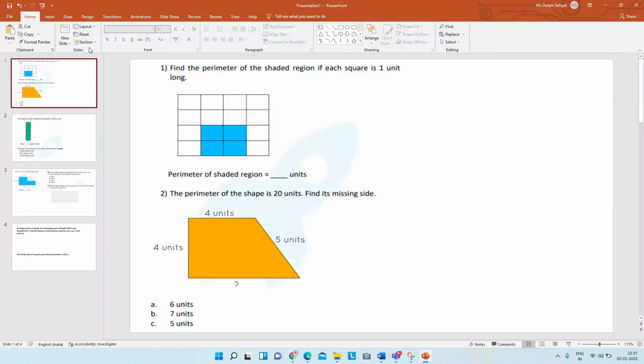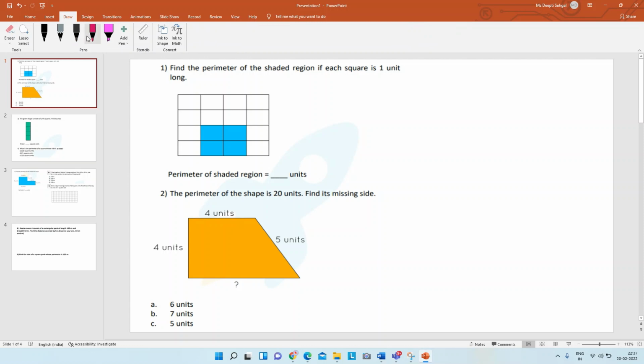So today we are going to revise area and perimeter. The first question we have today is find the perimeter of a shaded region. You can see there is a shaded region here. We have to find the perimeter, if each square is 1 unit long. This is 1 unit, then this is also 1 unit.